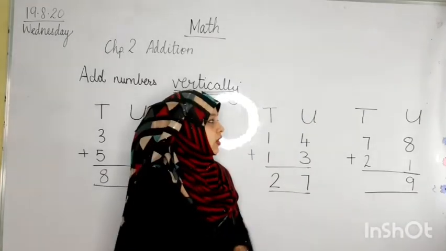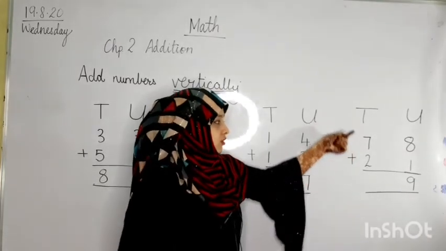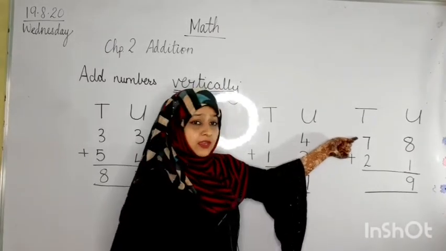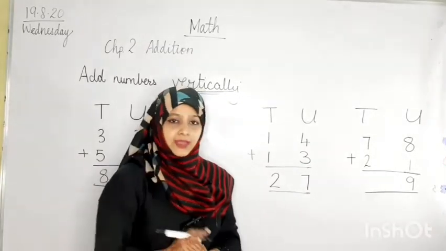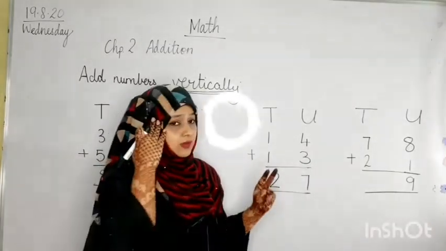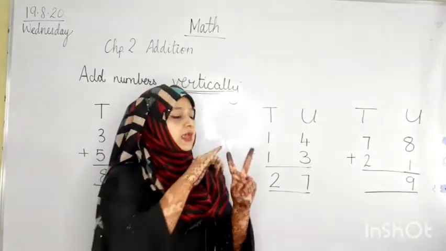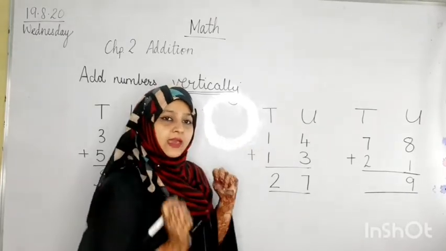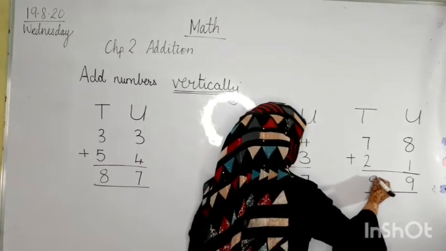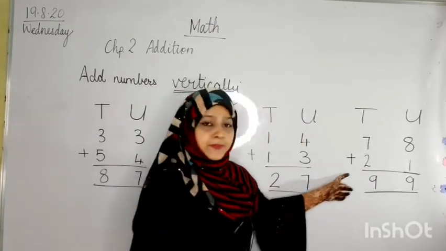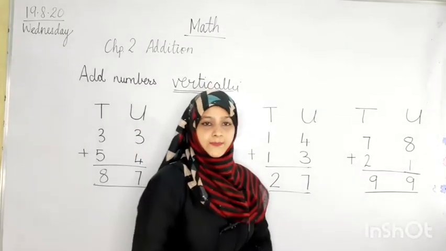Yes? Now after units place, we are going to come to the tens place. So the numbers in the tens place are 7 plus 2. So we are going to keep the 7 in our mind and 2 on our fingers. After 7, I am going to count 8 and 9. So 7 plus 2 gives me the answer 9. So 78 plus 21 gives me the answer 99.